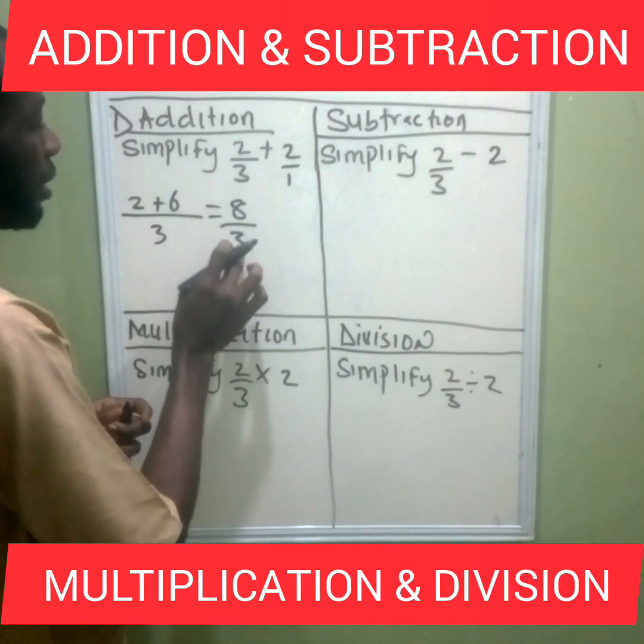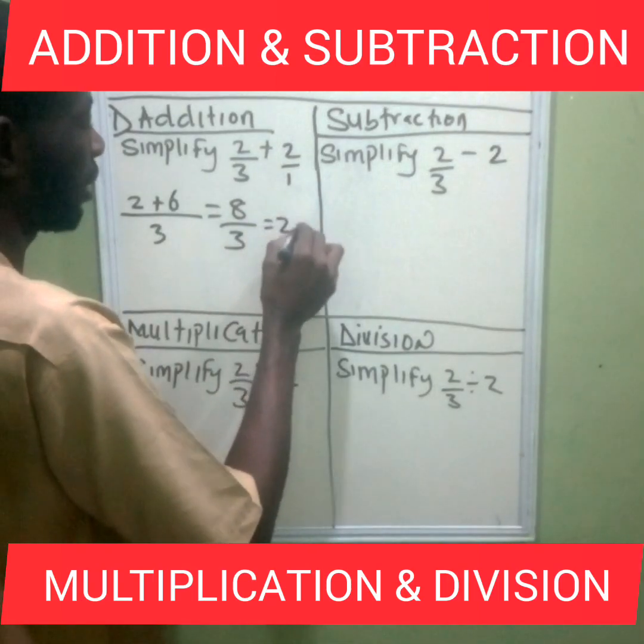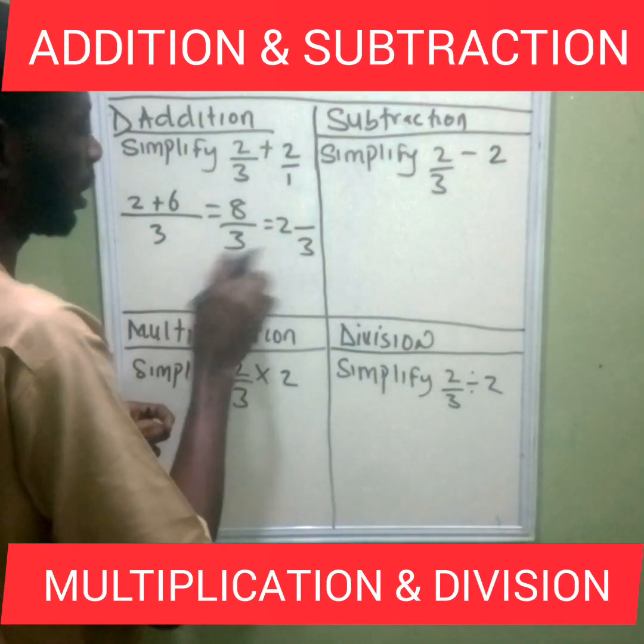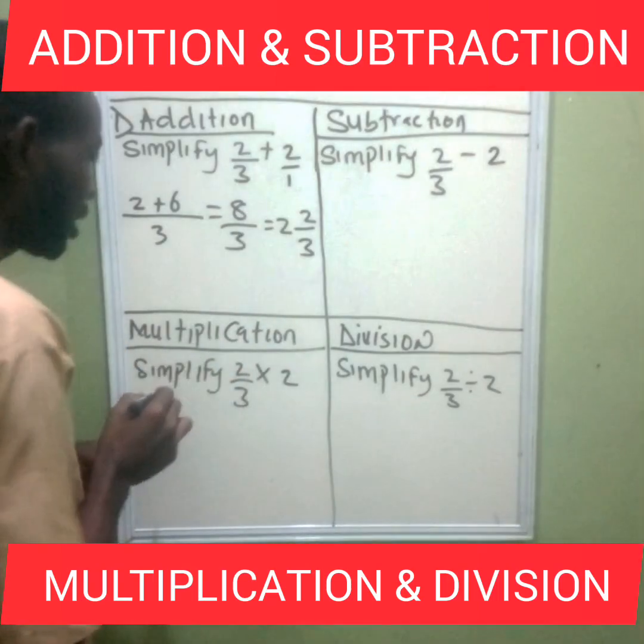How many times can 3 go into 8? It's going to go 2 times. That is, we put this 2 here. That means 2 times 3 will give us 6. Remainder what? 2. Now we are done.